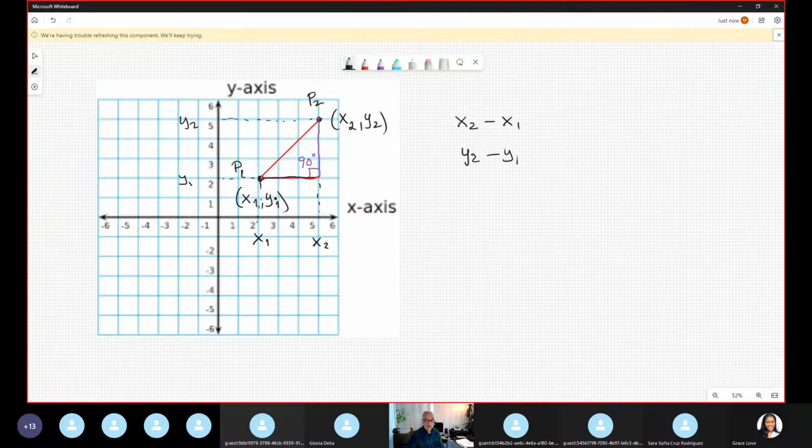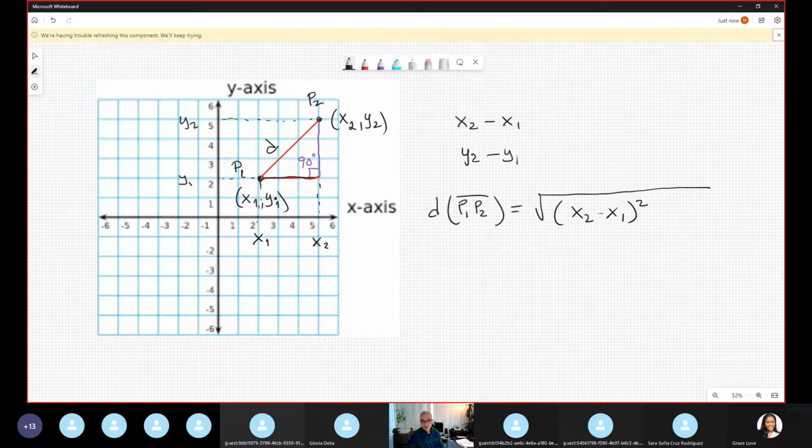So the distance d between the P1 and P2 segment is the big square root of the subtraction x2 minus x1 squared plus y2 minus y1 squared.